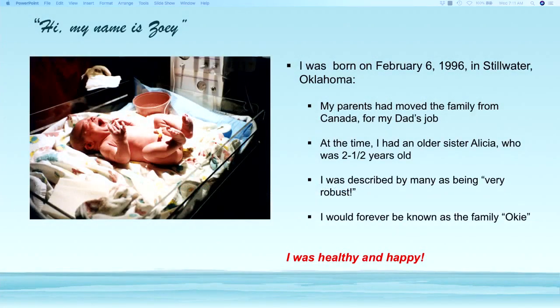So I was born on February 26, 1996 in Stillwater, Oklahoma. My family had just moved from Canada as a result of my dad's job. At the time, I had an older sister named Alicia. And when I was born, I was described by many as being extremely robust, and I would forever be known as the family Oki.